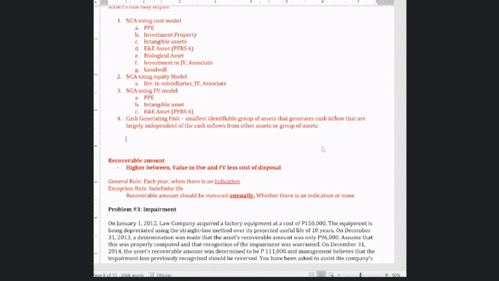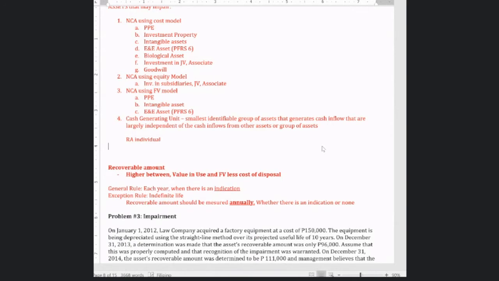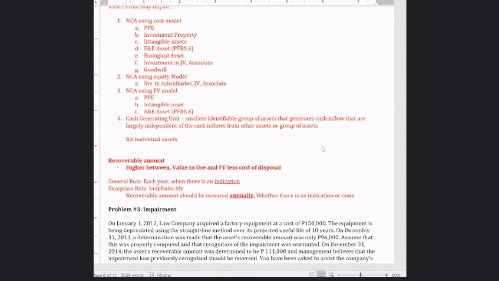So wala kasi akong problem eh. Pero ang rule dito is, you need to impair if there's an indication. So you need to assess the recoverable amount for the individual asset if possible. So pero sa mga problems usually naka-total na. Pero if possible, yung recoverable amount by individual assets. Pero kung hindi posible, collectively. So, ang gagawin natin, maglalagay ako ng example dito.